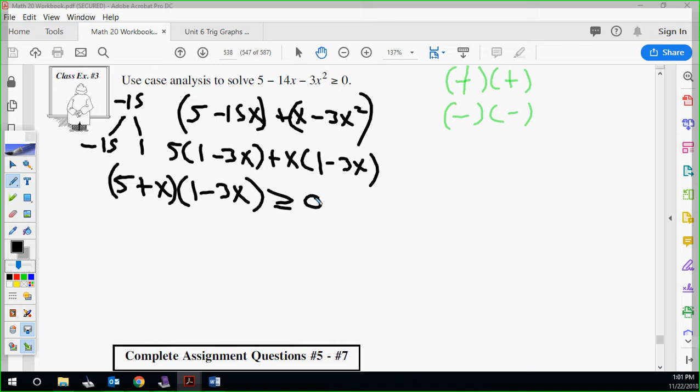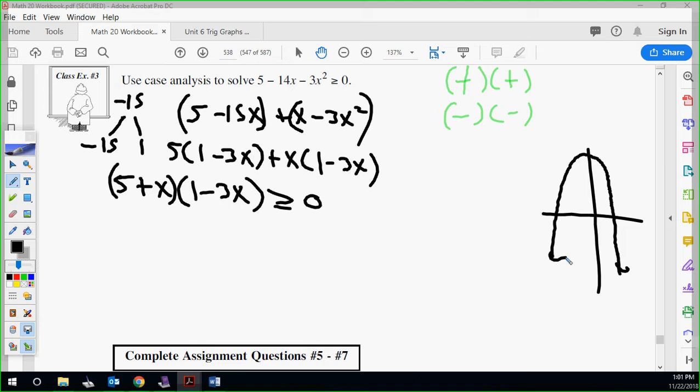So we should be thinking, it's over here on the side, it's an up or down parabola. Down, through negative 5 and negative 1/3. So it looks something like that. So we want what? Positive. So what are we looking for? Middle, in between, right.